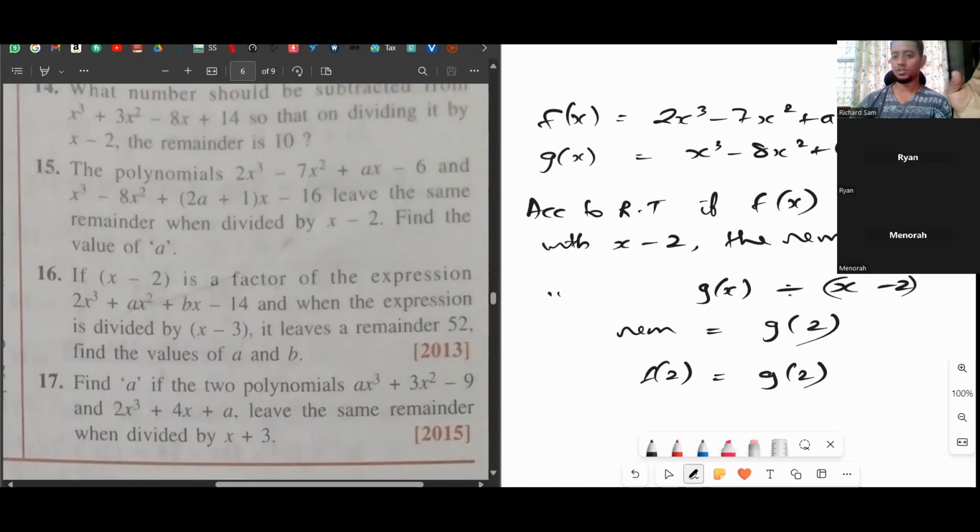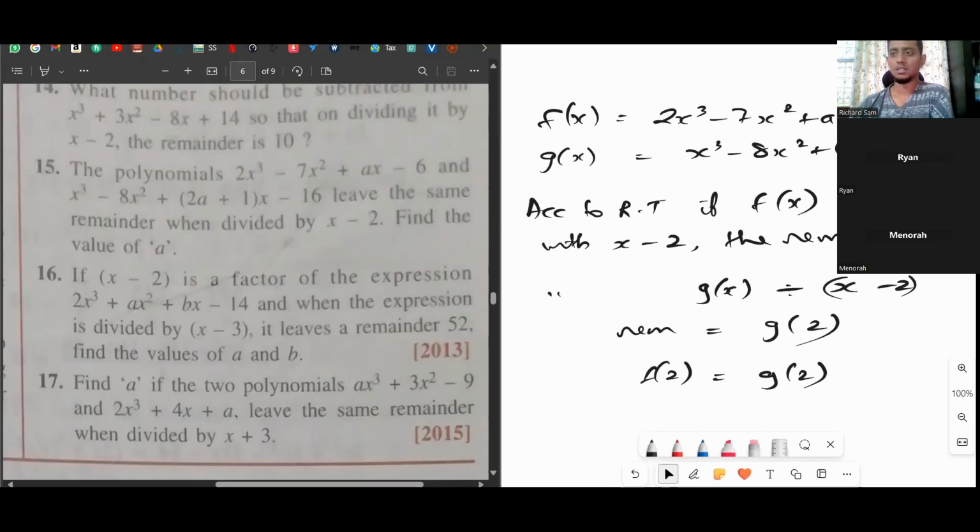In f of 2, you'll substitute the whole f of x, but where x is there, you will substitute 2. And for g of 2, you'll use the g expression and substitute 2 in place of x. So you'll have a big equation here. In that whole equation, the missing value will be a. You will find a. Do you all get this one? What's the value for a?